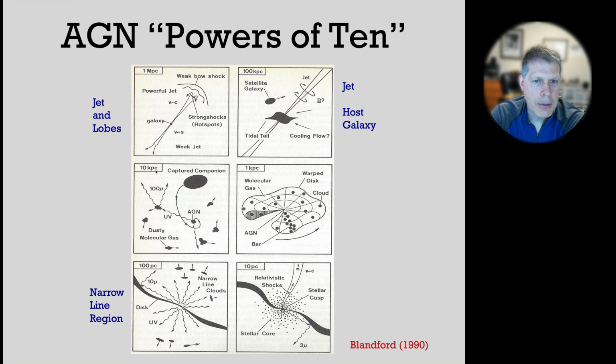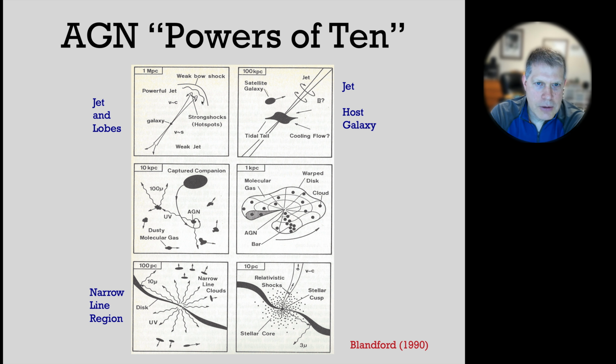Then you go out to larger size scales. Now we're out to 10 kiloparsecs, where you might have a captured companion, which in many cases may trigger an active nucleus, and where you may have dusty molecular gas clouds that are being irradiated and so on. And then you can go out to even larger size scales, where here you see the whole host galaxy. You see the jet extending beyond the host galaxy. Sometimes in these systems, particularly when they're in a cluster, you may have gas cooling out of the cluster and affecting the feeding of the black hole. There may be satellite galaxies and so on.